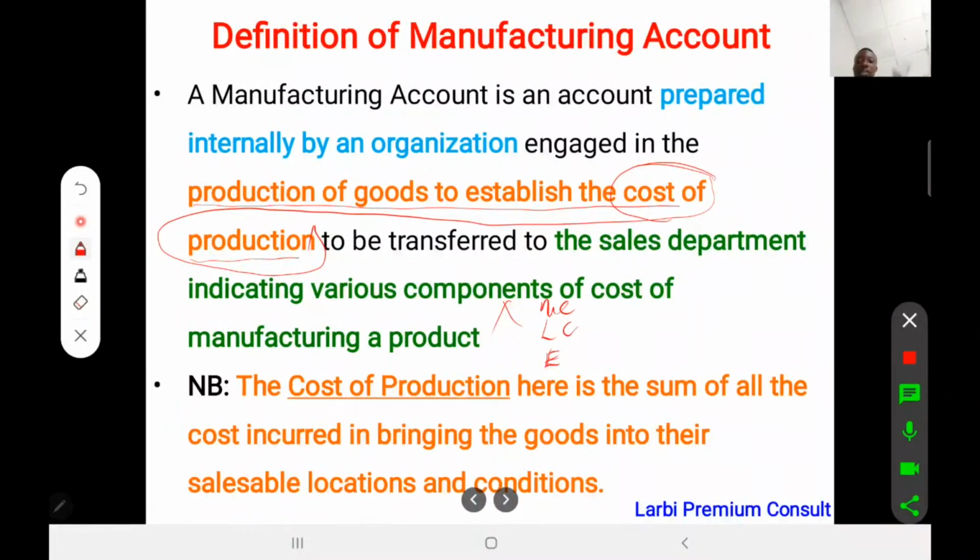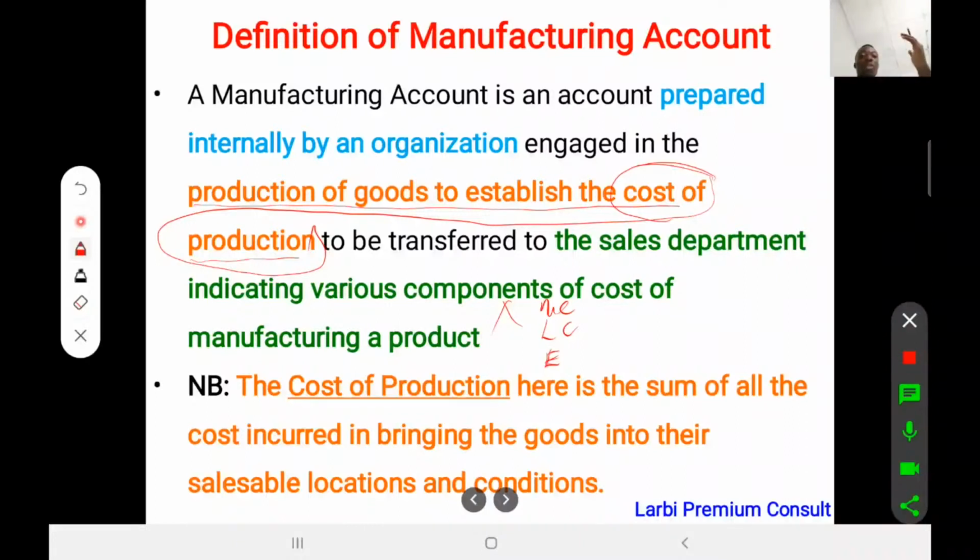So let's take note of this. It will ask you what is the cost of production. The cost of production here, as we have defined, has to do with the sum of all costs incurred in bringing the goods into their saleable location and condition. So it includes all costs that we incurred in getting the goods.